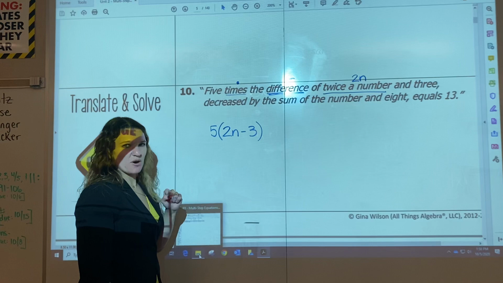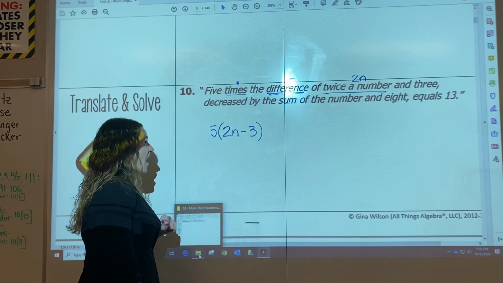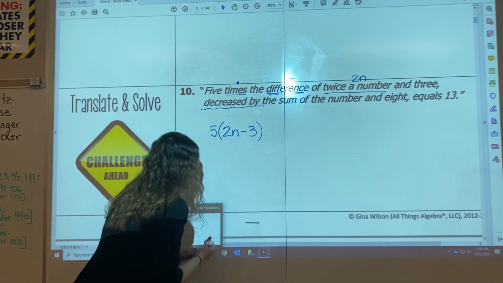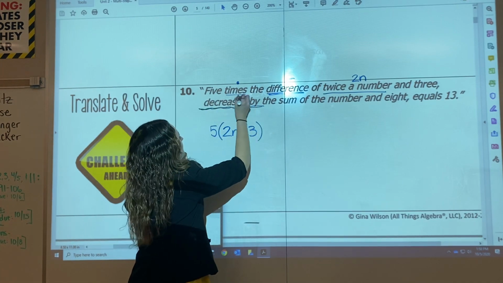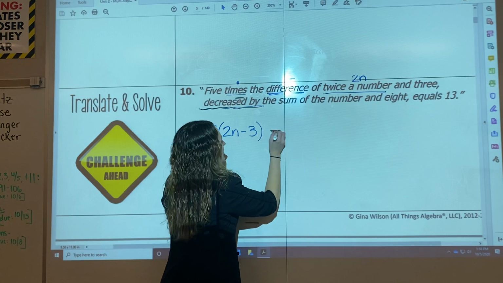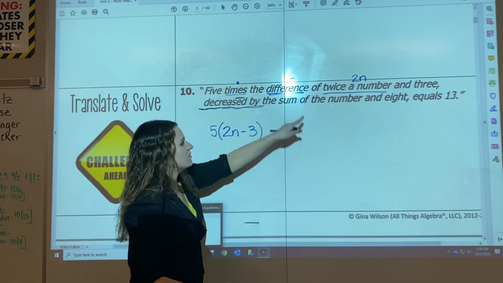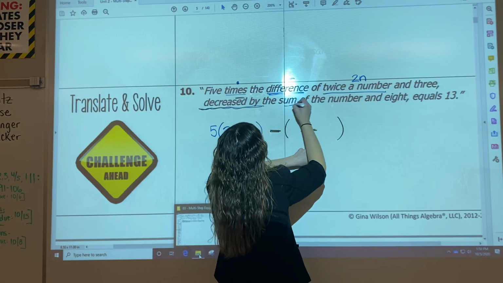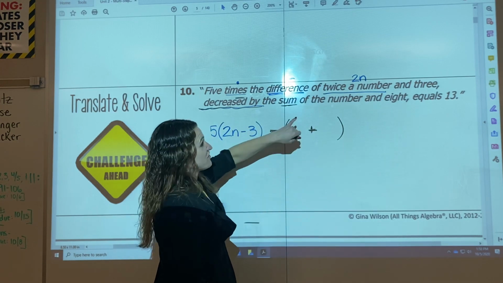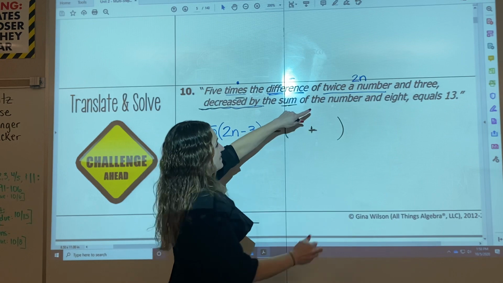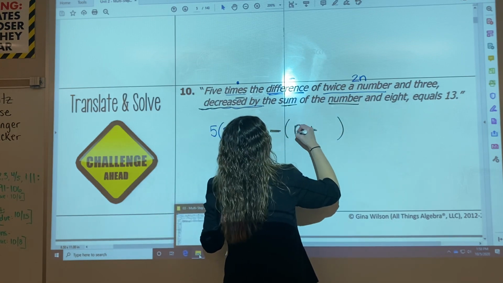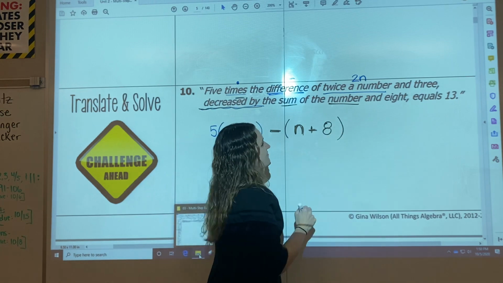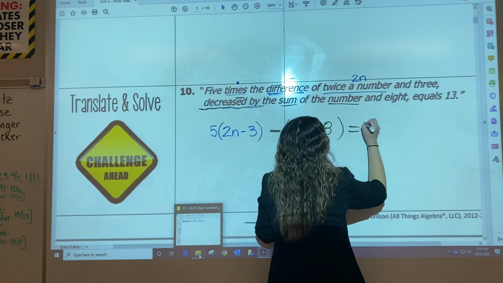Let's see what the second part says. Decreased by. Decreased by definitely tells me, let me switch the colors here, definitely tells me that I need to subtract. So I'm gonna be subtracting something. The sum, all right. I know I'm gonna have a sum here, I'm gonna be adding. The sum of the number and 8. The number, we'll make that represent, n represent our number, and 8, so there's our sum, equals 13.